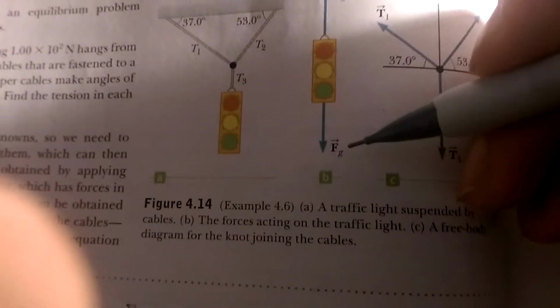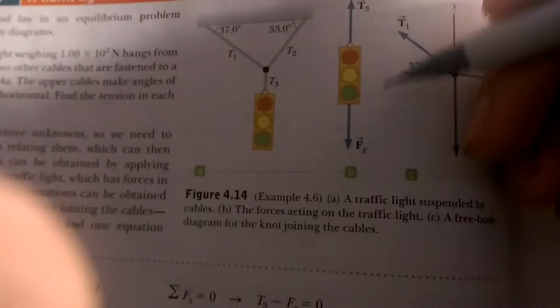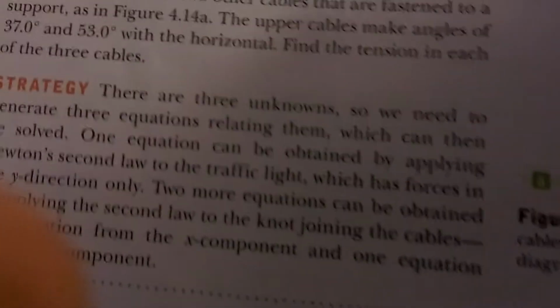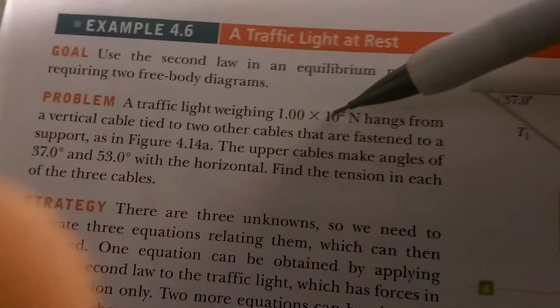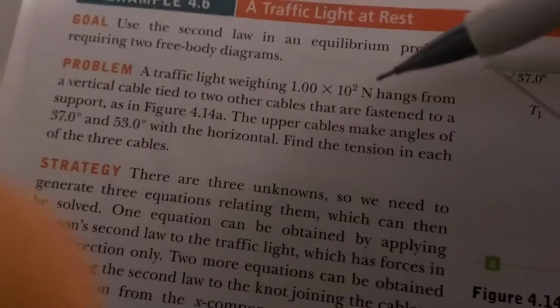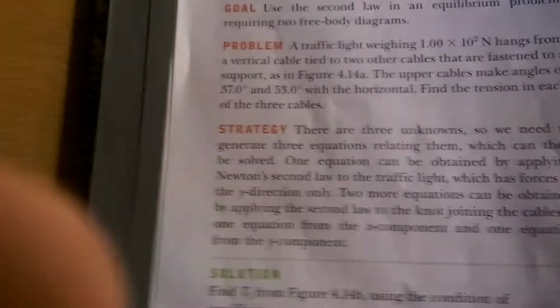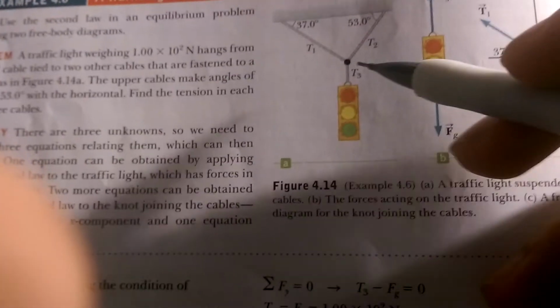So the force of gravity, aka mass times gravity, is already given to us in the problem as 1 times 10 to the second newtons, so about 100 newtons. And with 3 unknowns that we need to find, we have to find all 3 of these tensions.